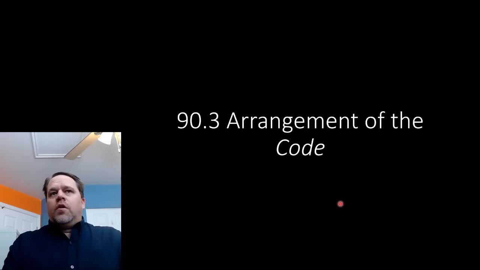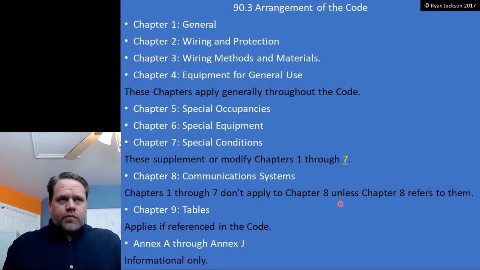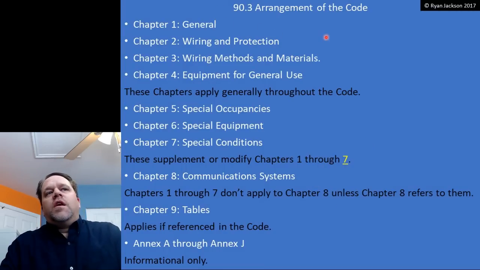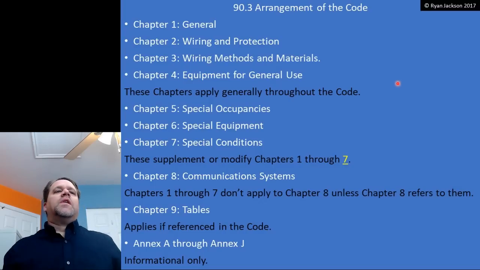90.3 tells us kind of how the code works as a document. It says that chapters 1 through 4 apply generally throughout the code. So general, wiring and protection, wiring methods and materials, equipment for general use. These apply generally to all applications.